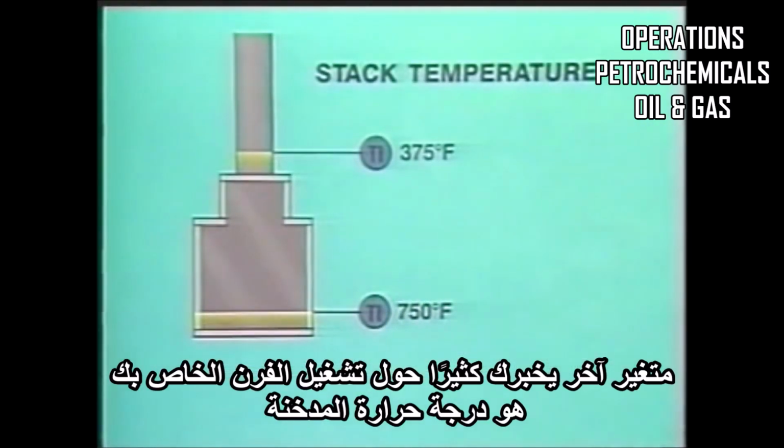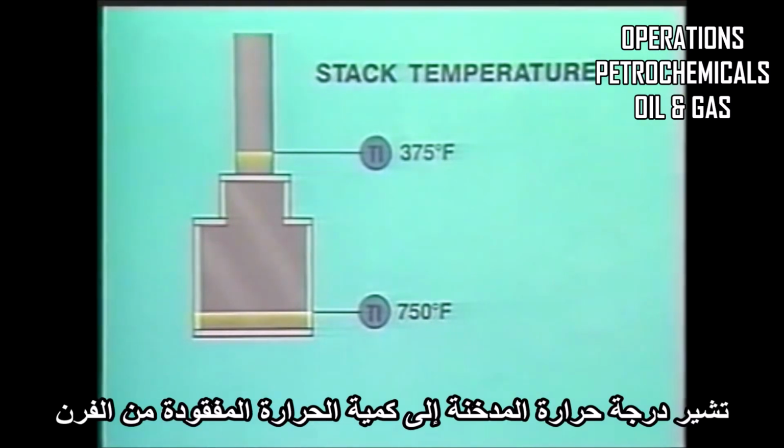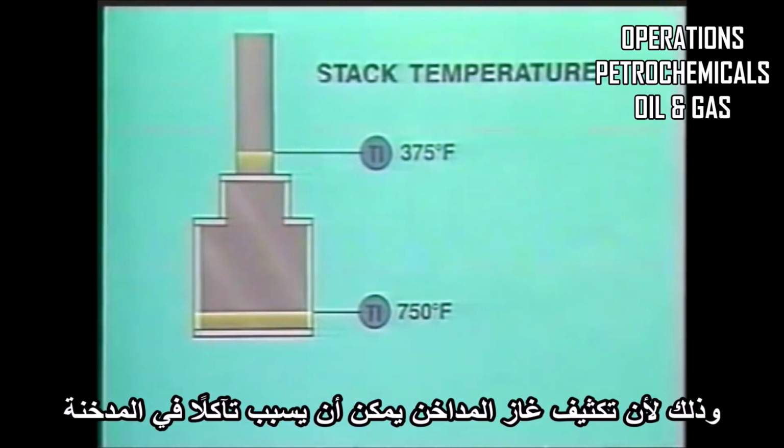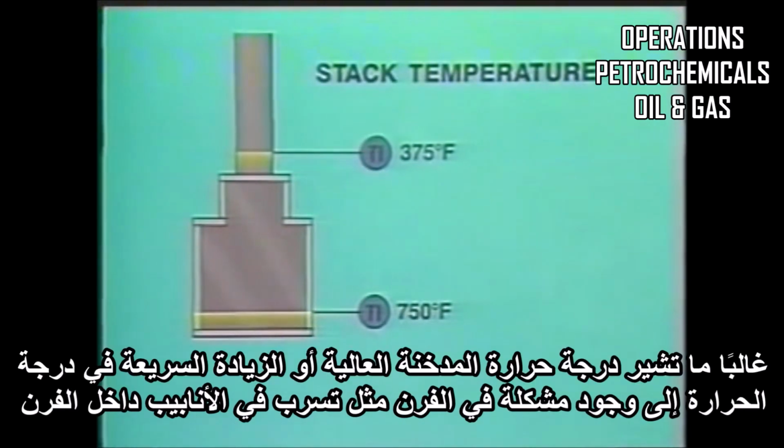Another variable that tells you a great deal about the operation of your furnace is the stack temperature. The stack temperature indicates the amount of heat that is lost from the furnace. While it's desirable to keep this temperature low, it shouldn't be lower than the condensation point of the flue gases. This is because flue gas condensation can cause corrosion in the stack. A high stack temperature or rapid increase in temperature often indicates a problem in the furnace, such as a leaking tube.